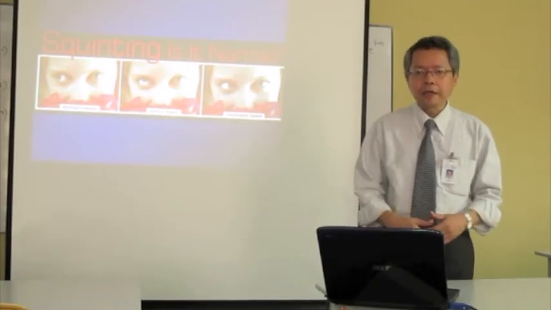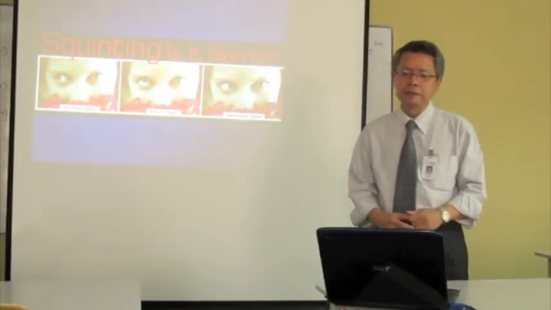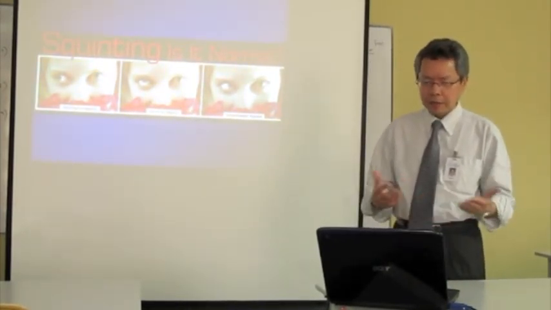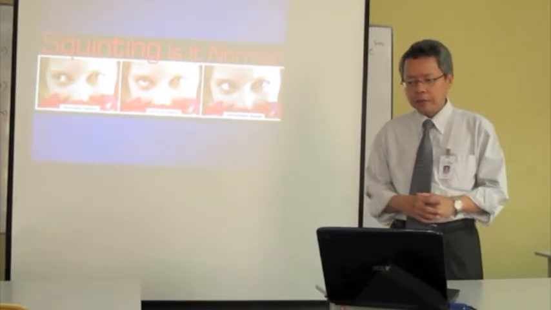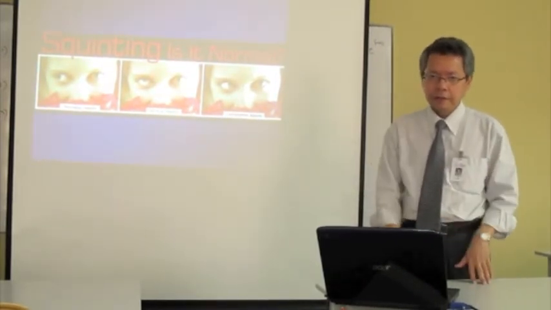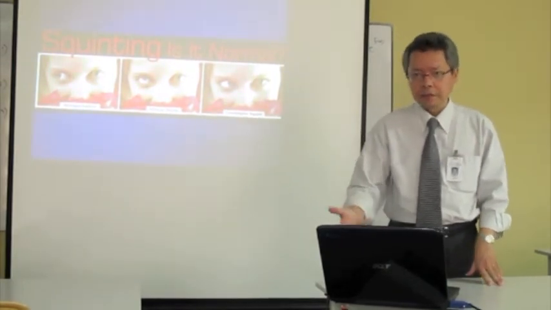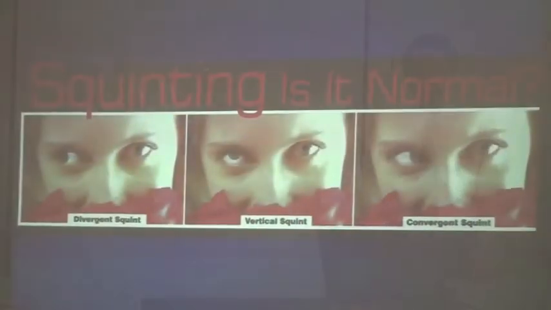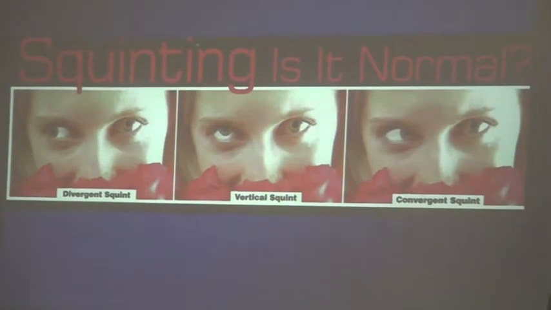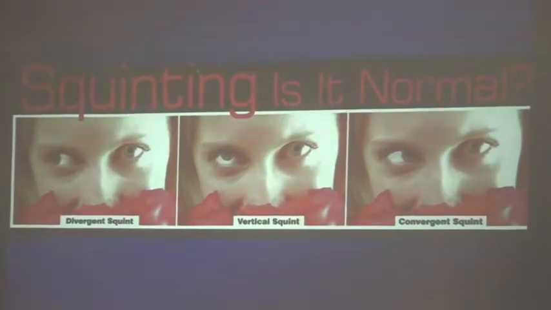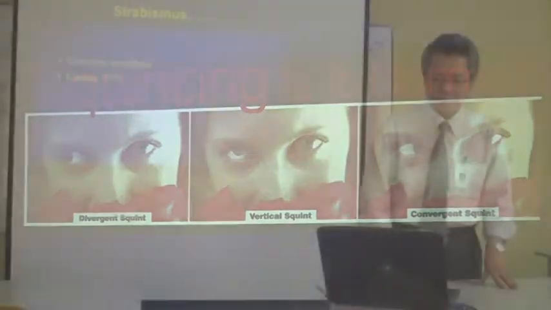You can also have exotropia or divergent squint, as the picture on the left shows. Or you can have something that affects the vertical direction of the eyeball, and they're called vertical squint or hypertropia. It can either be left or right. And the diagram on the right is a convergent squint or esotropia.